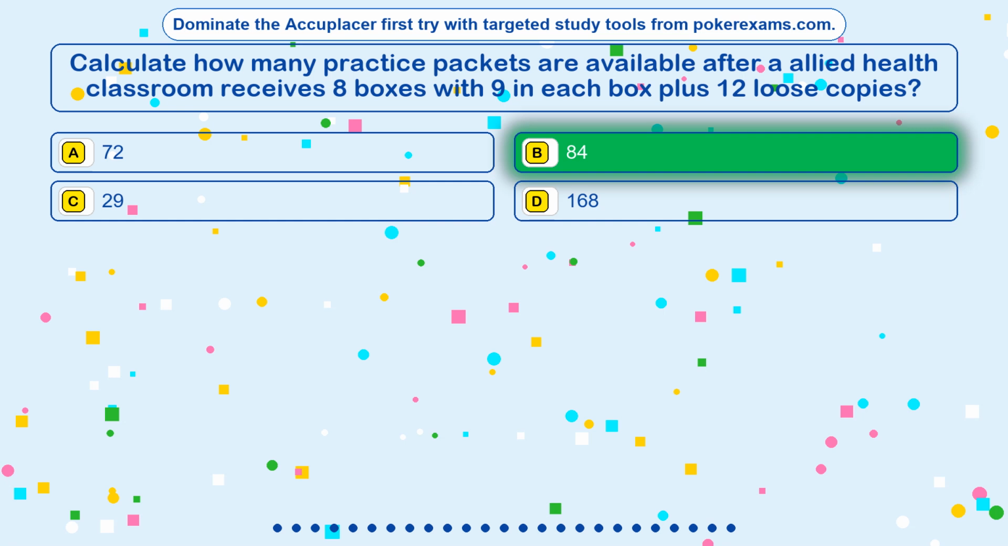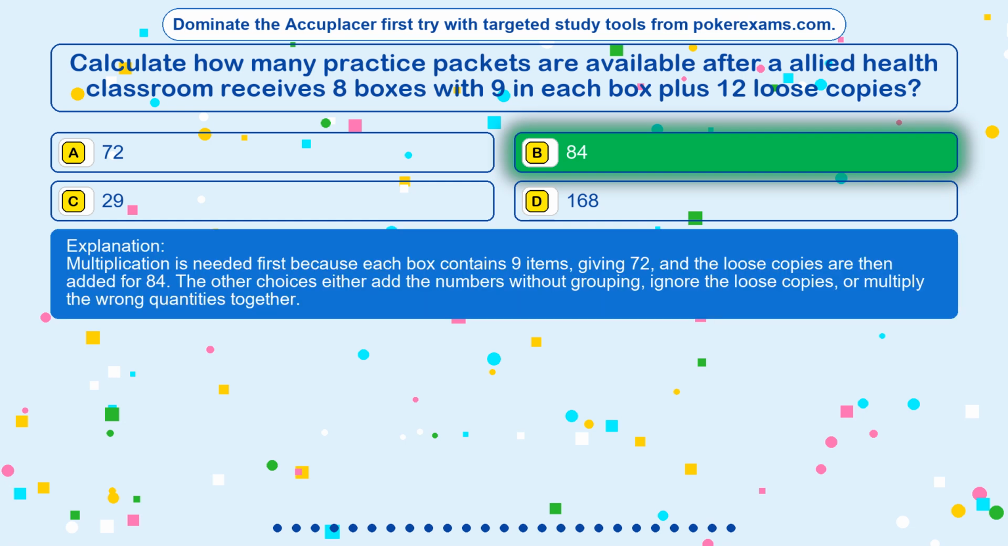The correct answer is option B, 84. Multiplication is needed first because each box contains 9 items, giving 72, and the loose copies are then added for 84. The other choices either add the numbers without grouping, ignore the loose copies, or multiply the wrong quantities together.